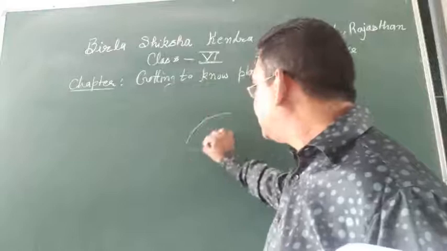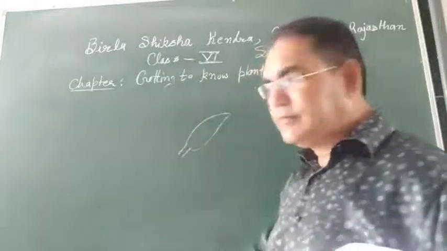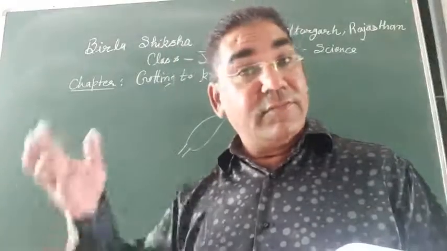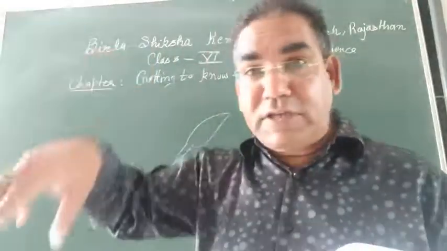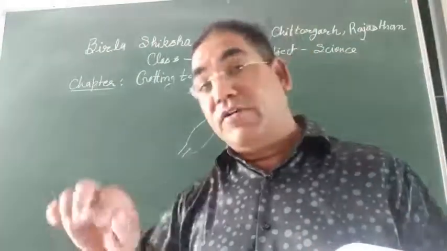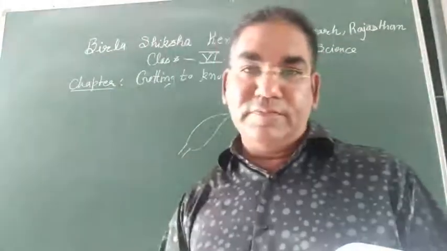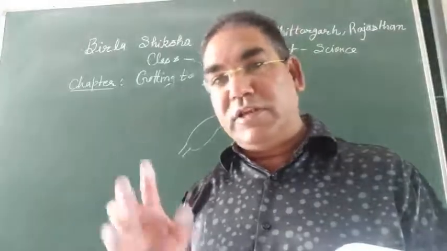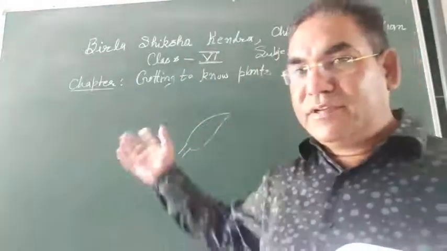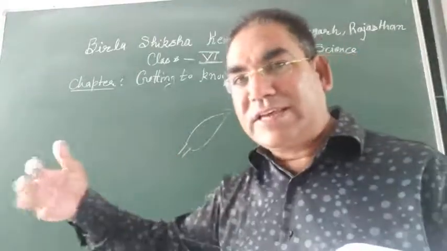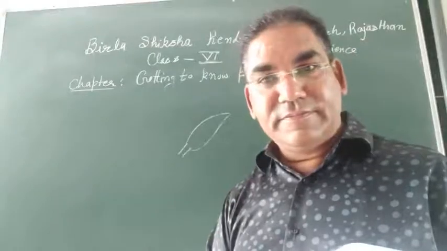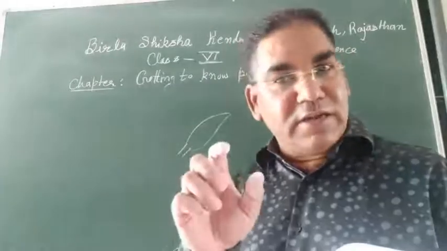Simple. Take 2 or 3 green leaves and put the leaves in the water. Now start to boil the leaf. When you boil the leaf, it loses its green color. जो ग्रीन कलर है वो चला जाएगा.